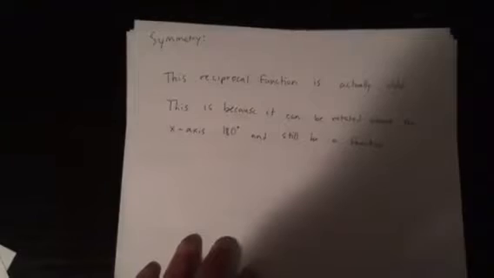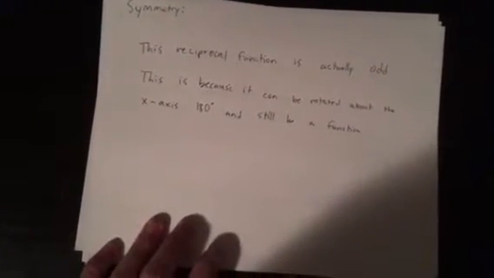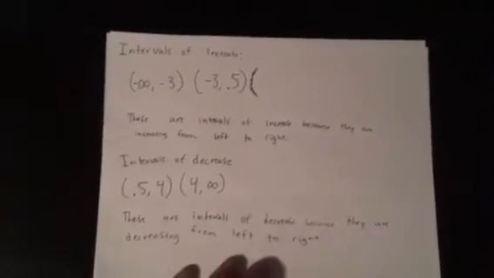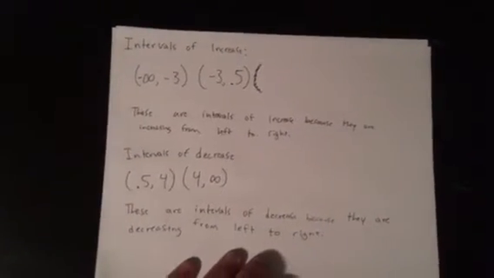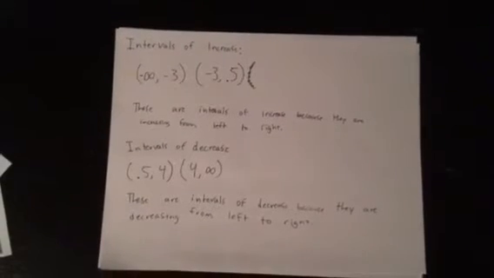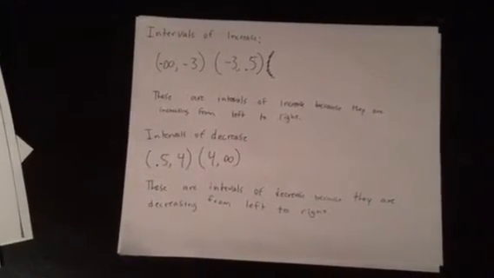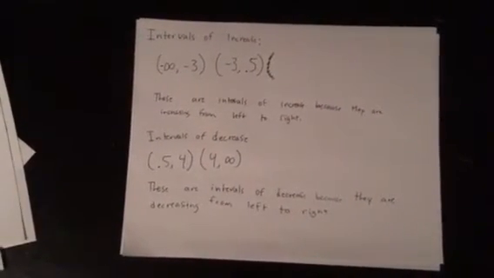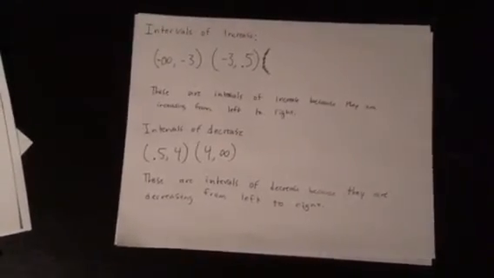Symmetry. This reciprocal function is actually odd because it can be rotated about the origin 180 degrees and still be a function. Intervals of increase: negative infinity to negative 3 and negative 3 to 0.5, because they are increasing from left to right on our graph. And intervals of decrease: 0.5 to 4 and 4 to infinity, because they are decreasing from left to right on our graph.